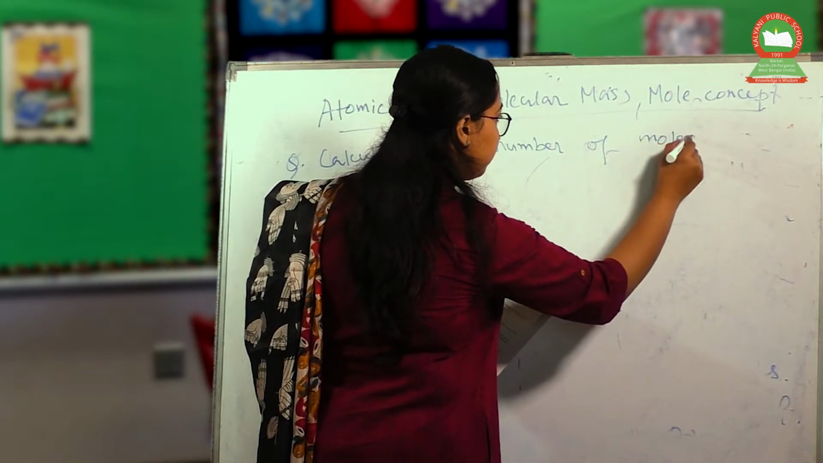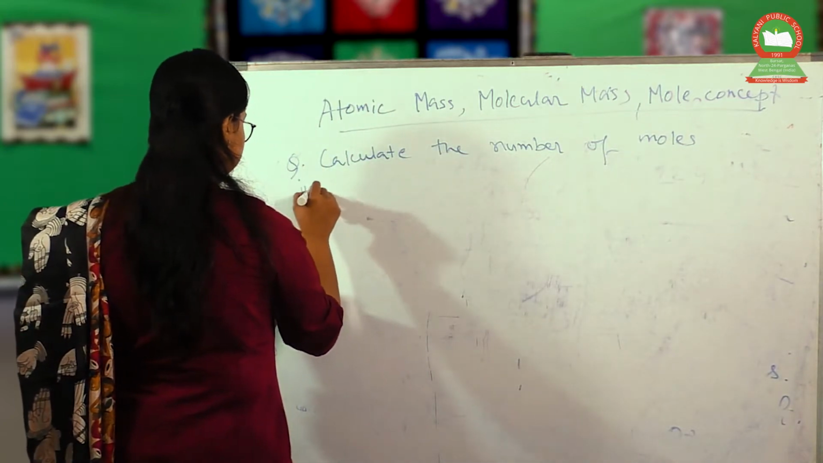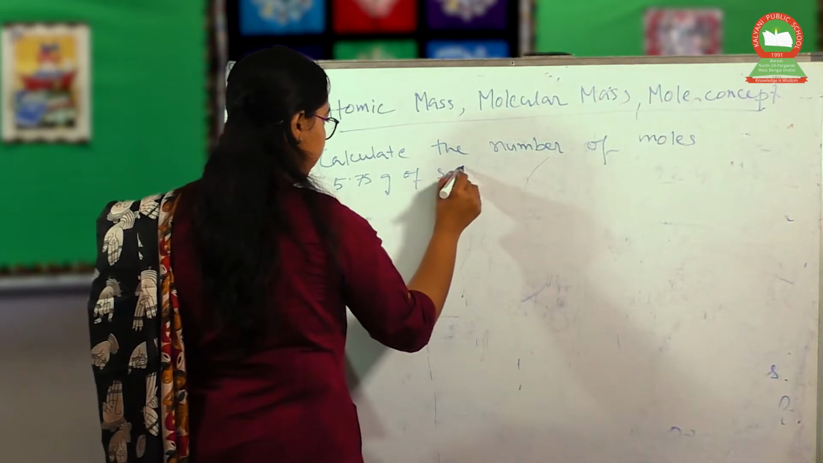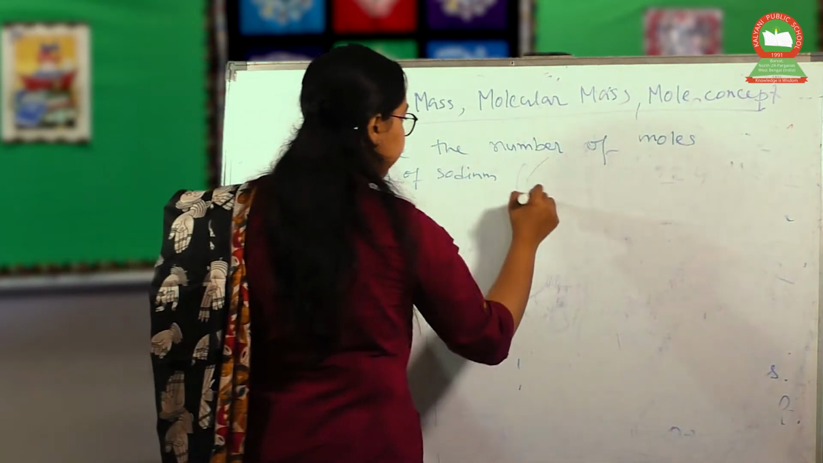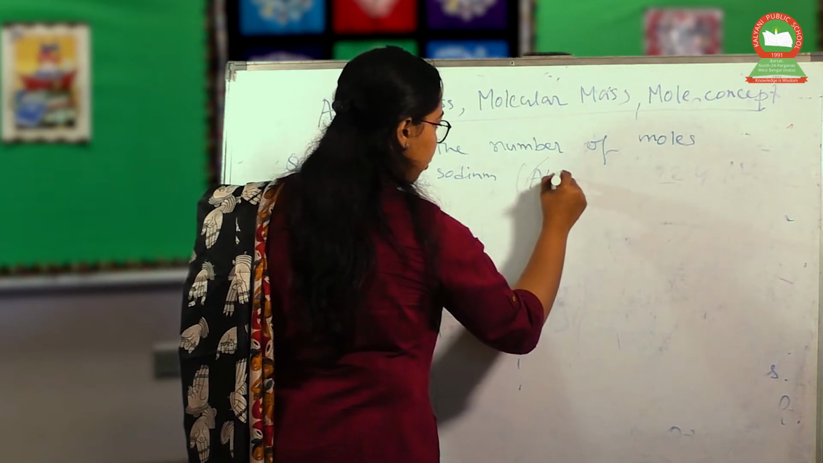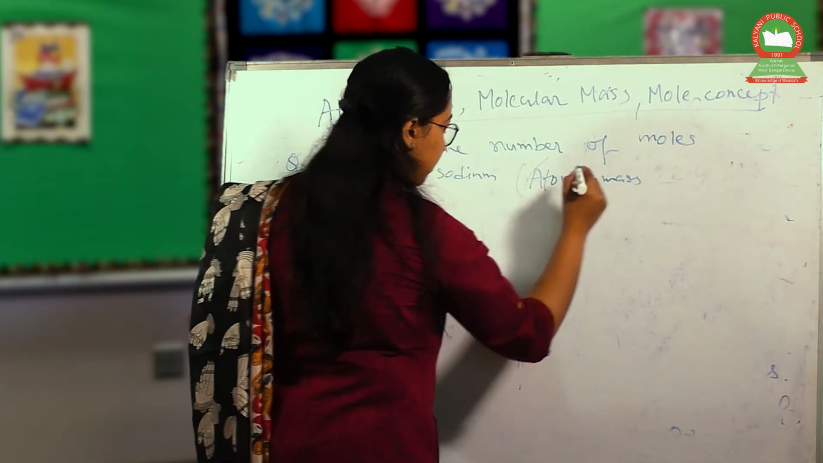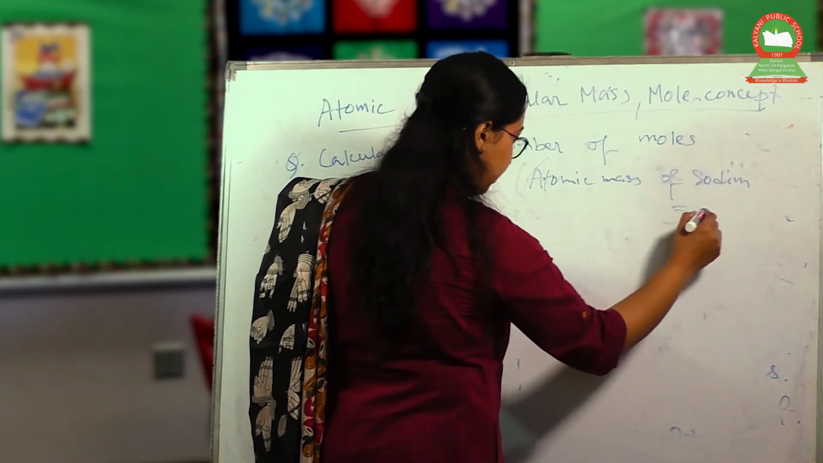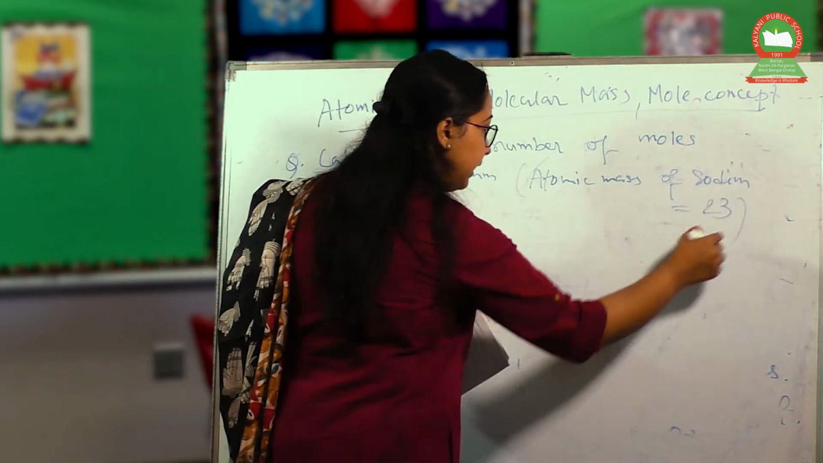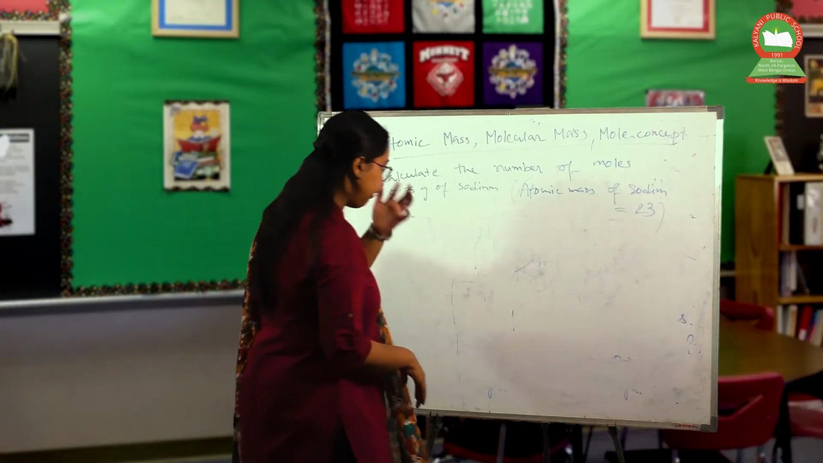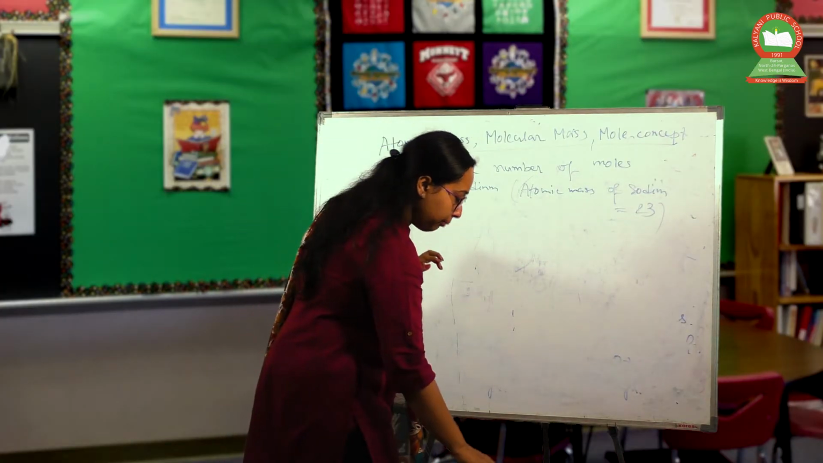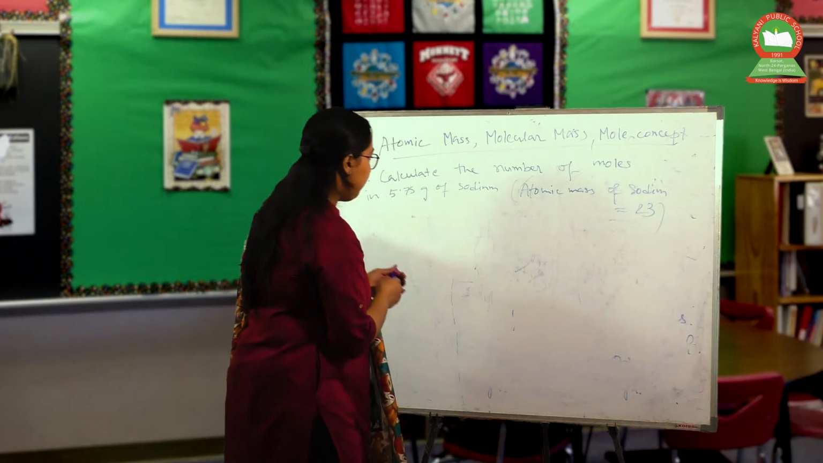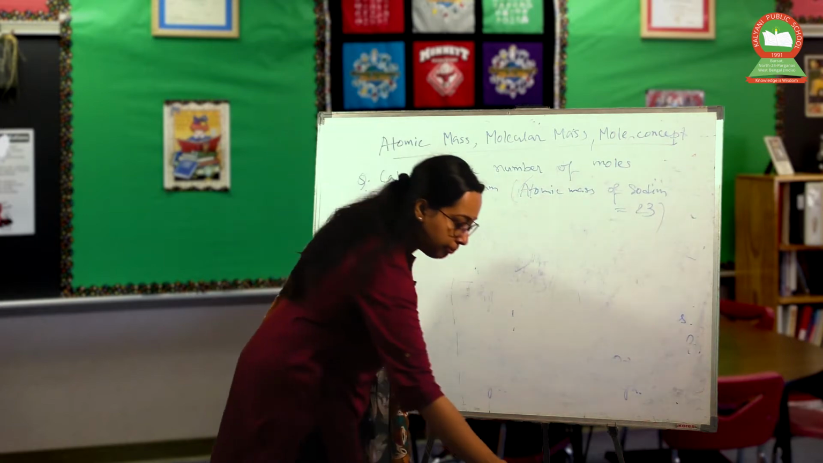moles in 5.75 gram of sodium. Here given, the atomic mass of sodium will be 23. Right? Okay, fine. So this is the atomic mass of sodium, 23. Okay. Now, what will be calculated here?